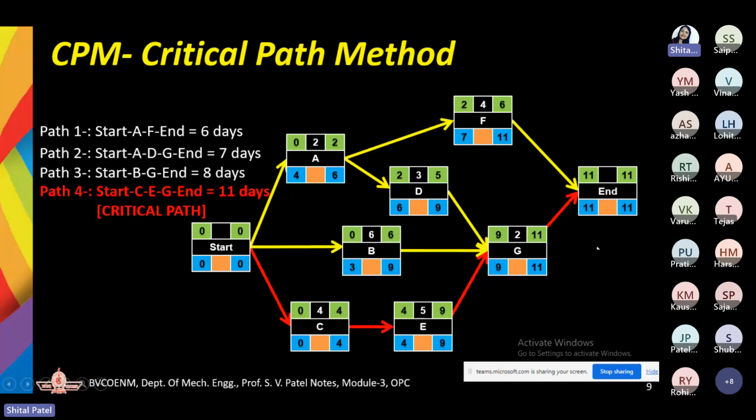But here, if you can see activity C, E, and G, earliest start and latest start time are same. So if you are not going to start your activity E on the 4th day, the whole project is going to get delayed. The whole activity is getting delayed. So it means that your project is going to get delayed. Am I clear with this now?